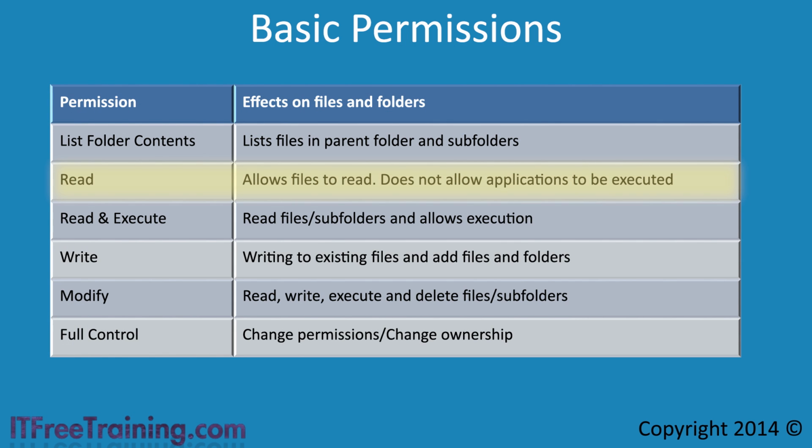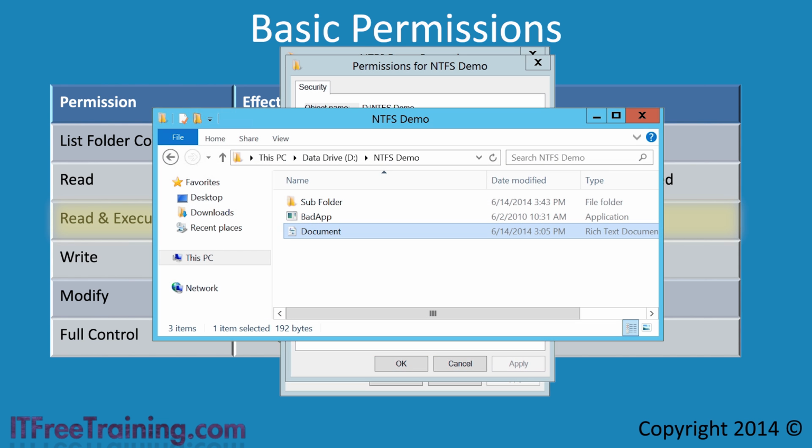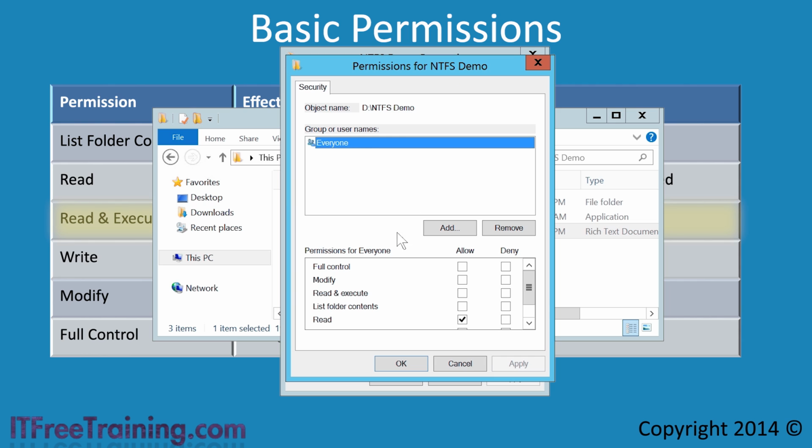If I now go back and look at the next permission, this is the read and execute permission. This does as it suggests. It allows files to be read and also allows execution of files. If I now go back to Windows Explorer, I will go back to the permissions for the folder and remove the read permission that I set earlier.